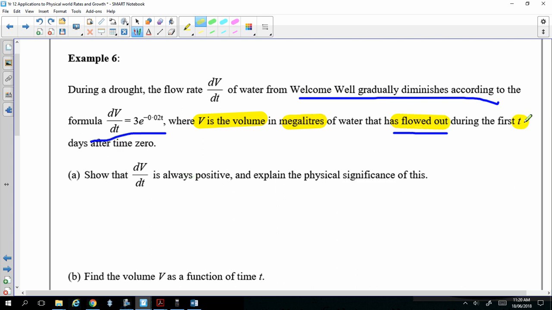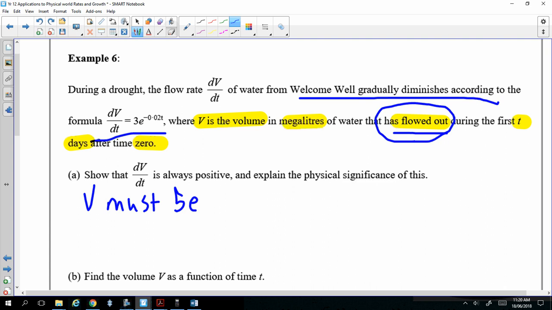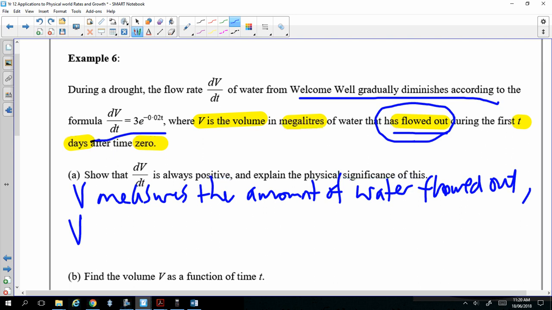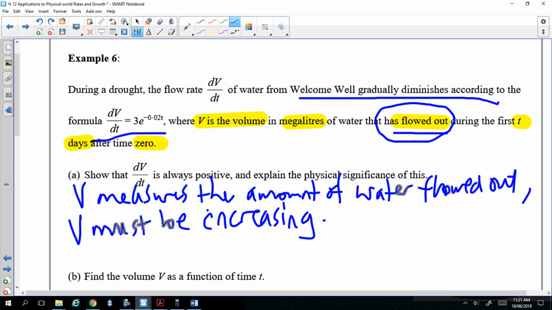Show dV/dt is always positive. Explain the significance of this. So, remember V stands for the amount of water that has flowed out. Because V measures the amount of water flowed out, it must increase. So V must be increasing, because the more you flow out, the more volume of water has flowed out. Therefore, dV/dt must be positive. So that's the meaning of that. And we're going to find V as a function of time t.